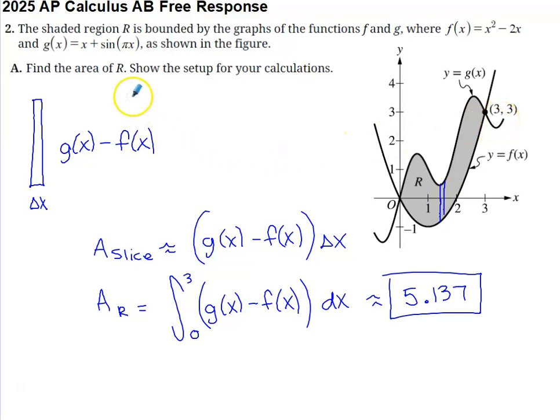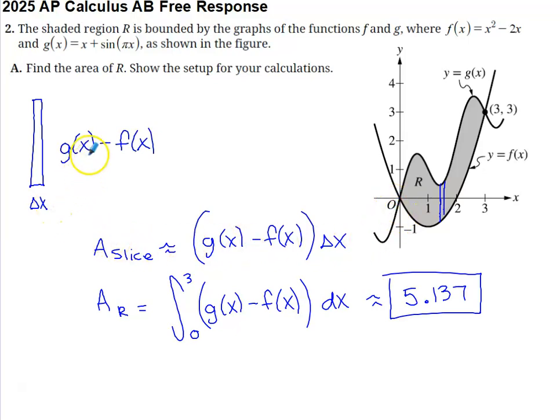And we are asked in part A to find the area of the region between these two graphs and to show the setup for our calculation. So if you break this down into 3 steps, slice, approximate, and integrate, if you take a vertical slice of this region, no matter where I take the slice, a little further to the left, a little further to the right, the top of every single vertical slice is going to be on the function g of x. The bottom of every single vertical slice is going to be on the function f of x.